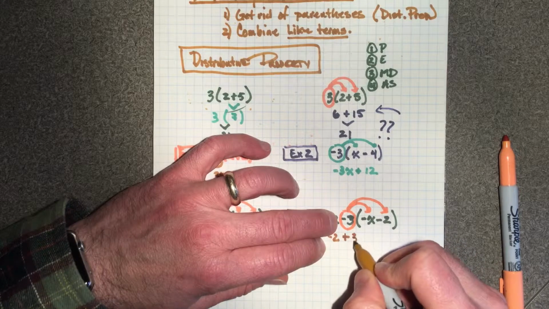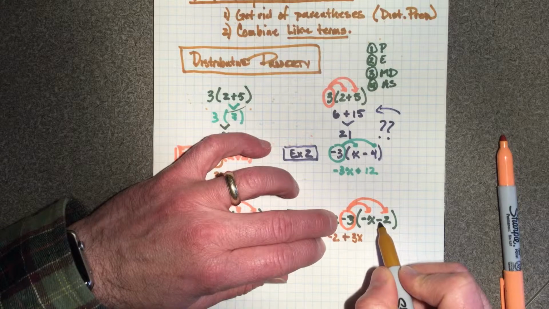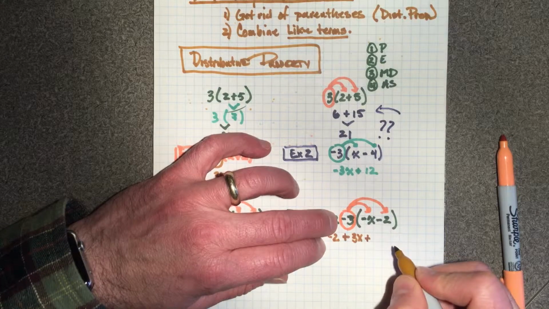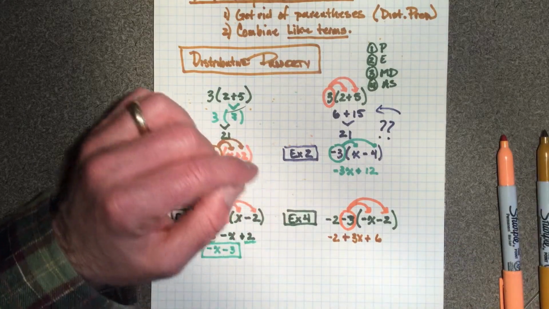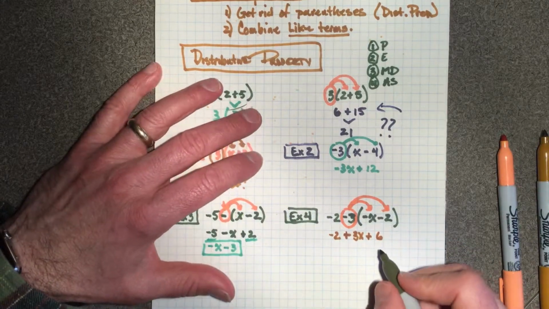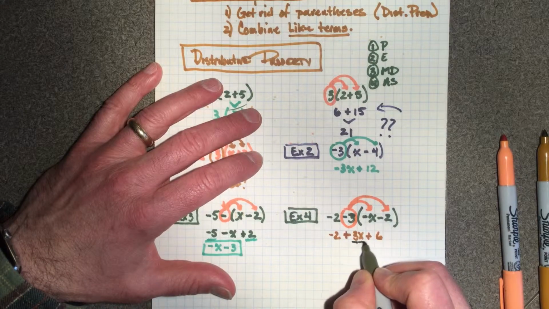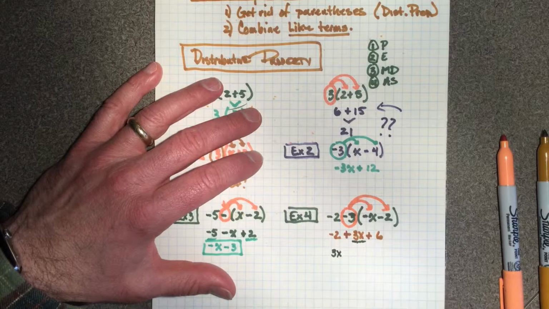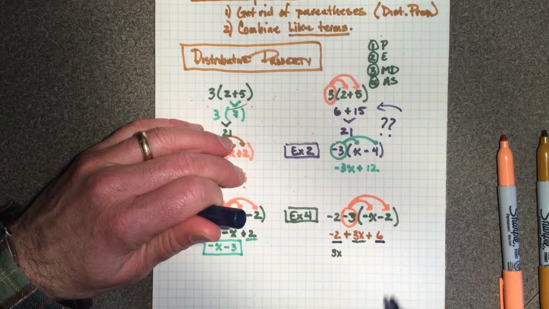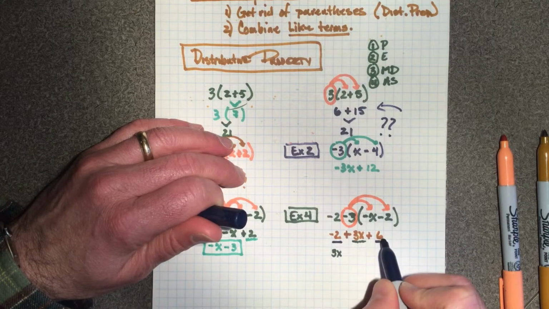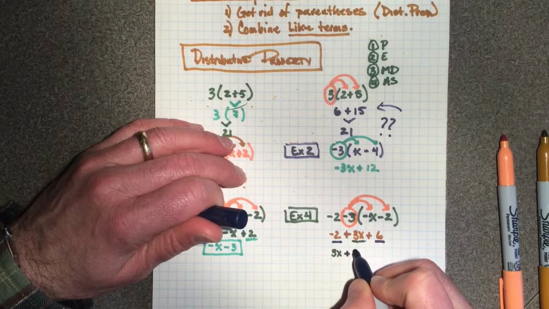3 times x is 3x. Negative times a negative is a positive, so I'm going to write plus. And 3 times 2 is 6. Now, just like the last problem, we're going to collect up like terms. There is no partner for this x here, so I'm just going to write it down, 3x. These guys are partners because they don't have any variables. Who's going to win the race here? Positives are going to win by 4. 2 negatives cancel out 2 positives. There's 4 positives left.